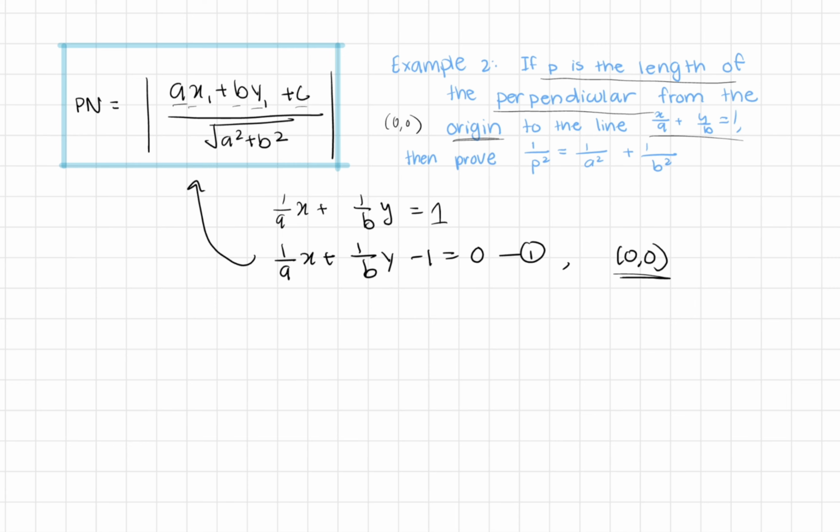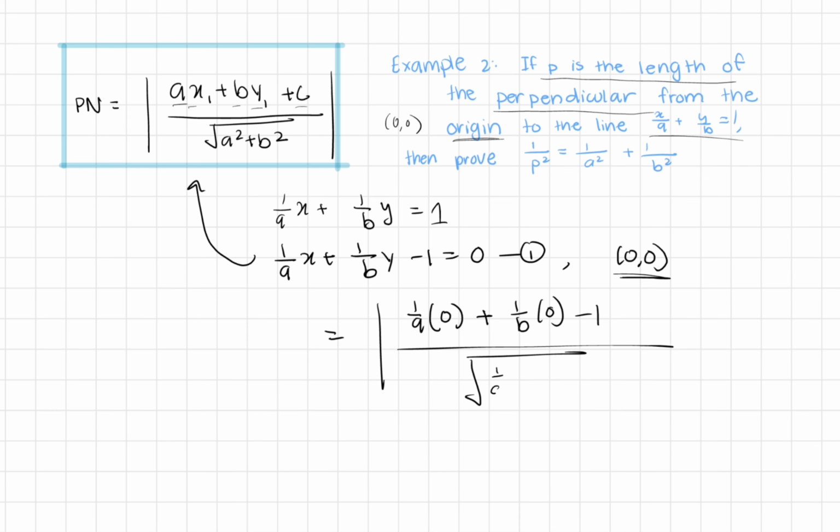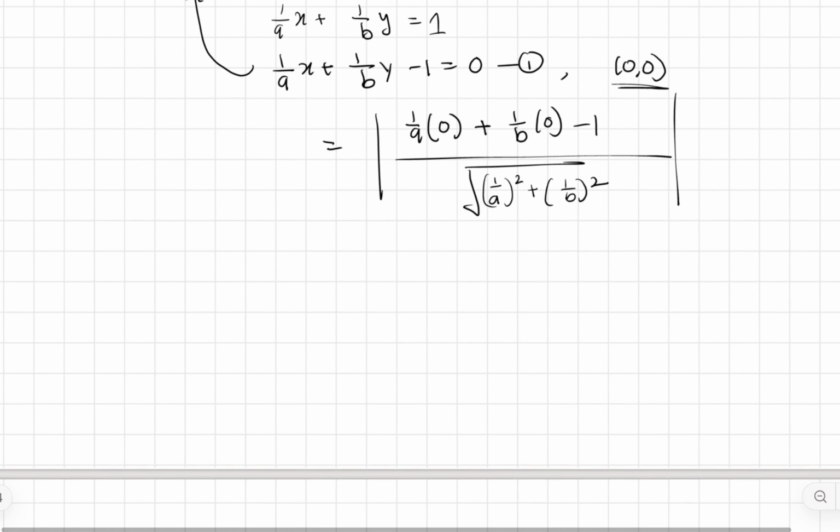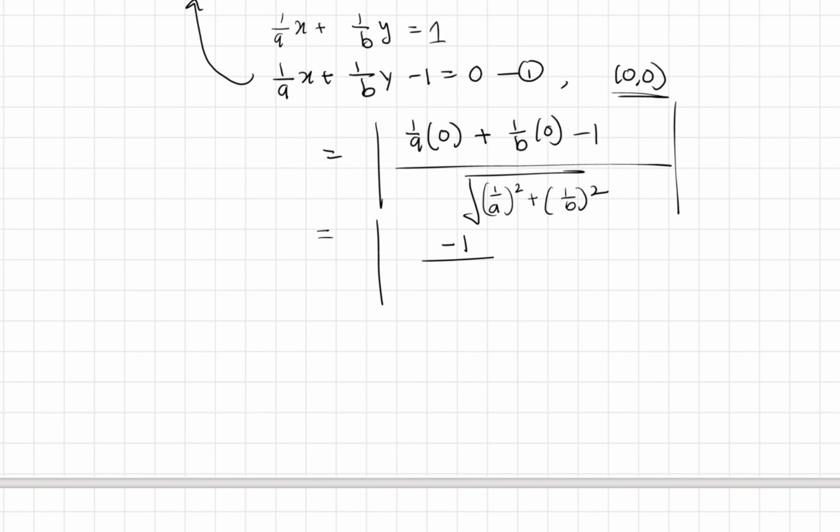So now we have the length is equal to the absolute value of A, which in this case is 1 over a, times x1, which is 0, plus B, which is 1 over b, times y1, which is also 0, minus C, which is negative 1, over the square root of A squared plus B squared. In our case, A squared is 1 over a squared, and B squared is 1 over b squared, closing that absolute value. Simplifying this, the top we're just left with negative 1, bottom we are left with the square root of 1 over a squared plus 1 over b squared.